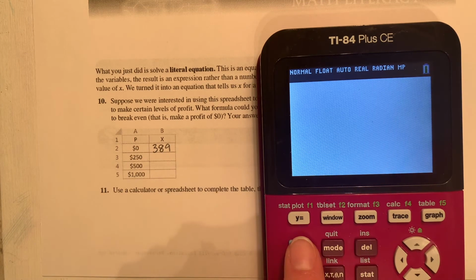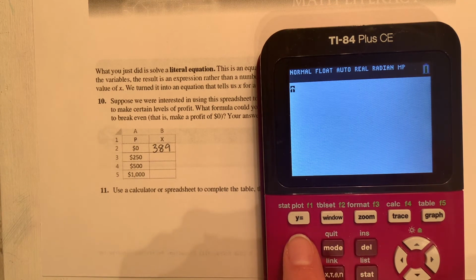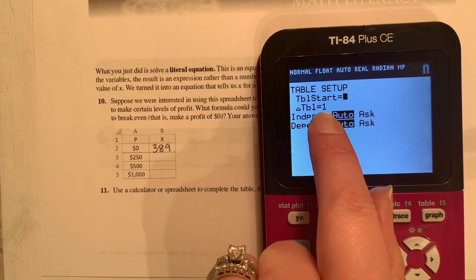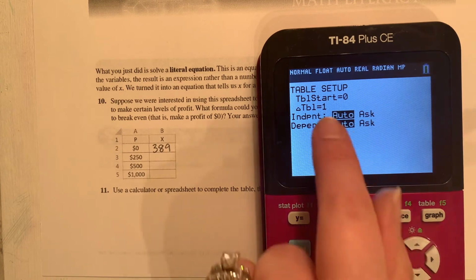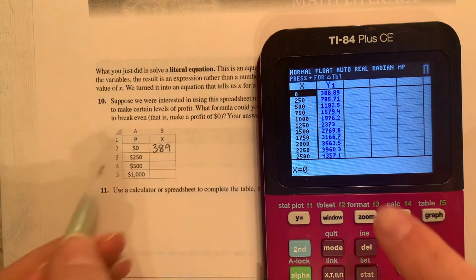Okay, let's do this instead. Let's go to the table set. So above the window, do second window. And let's have it go by 250. So instead of going by ones, let's have it go by 250s. That way we don't have to make our graph bigger.